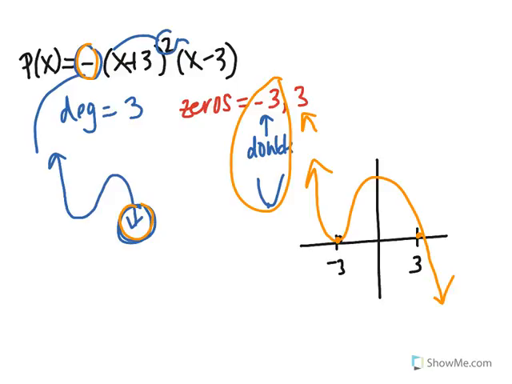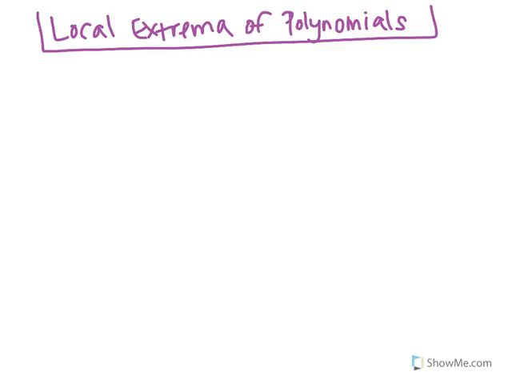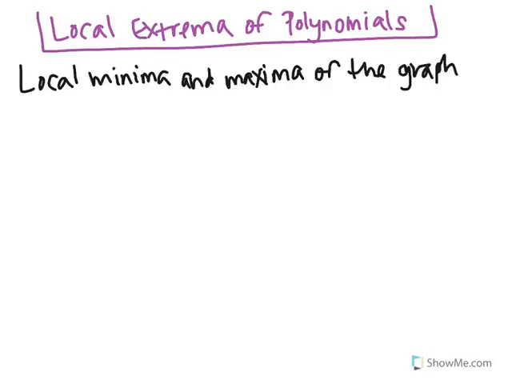So anytime it's a single 0, there's just one, it slices through. Anytime it's a double or a quadruple, so 2, 4, 6, it'll bounce. And then if it's like 3, 5, or 7, it will kind of bend at the 0. So the last thing is the local extrema of the polynomials, and we've already done this. These are just the local minima and maxima of the graph.